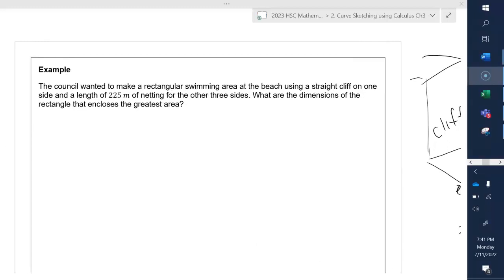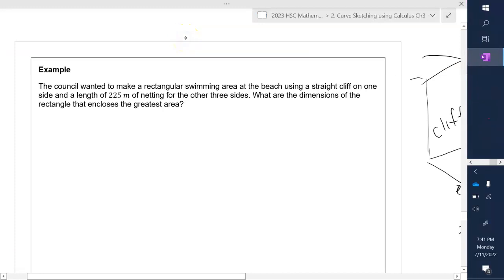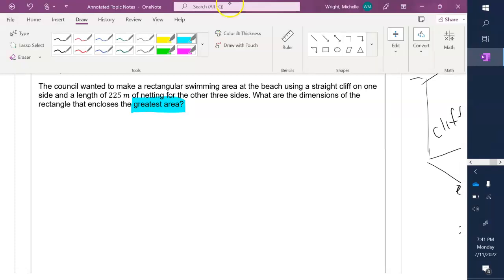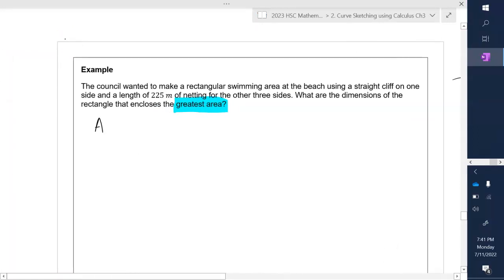Okay, so we're going to need to figure out what we know and what we can do with that. So we want to find the dimensions that give us the greatest area. So we need an area. Now let's have a think about it. So if we're going to work out the area of that rectangle, we're going to have the area is the length times the width.